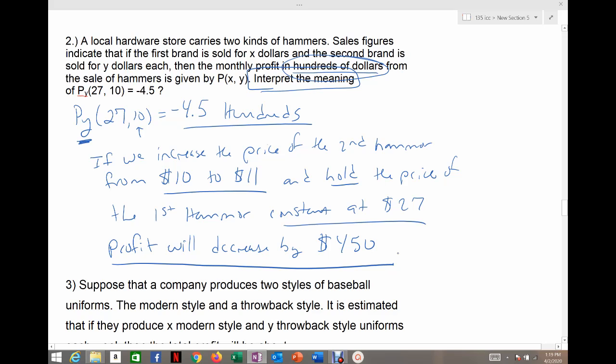And it should make sense. We're going to lose profit. They're going to sell fewer hammers. When they increase price, fewer people will buy it, so profit drops. And this is how much, based on the marginal analysis, it's a prediction of what's going to happen. But two things have to be true. This is changing by 1 unit. This is being held constant specifically at that value.